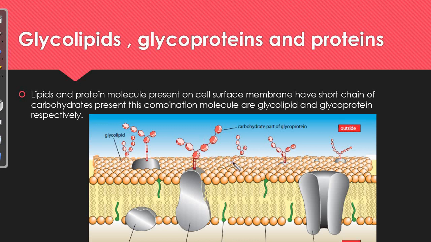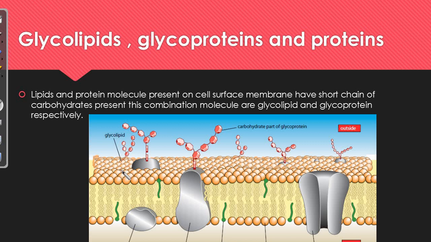If these carbohydrates are present directly on the lipids, they are known as glycolipids. If they are present on the proteins, they are known as glycoproteins, which we have discussed in the peripheral protein part. So this red one you observe is embedded on the protein, therefore this is the glycoprotein. This right here is directly embedded on the phosphate head.